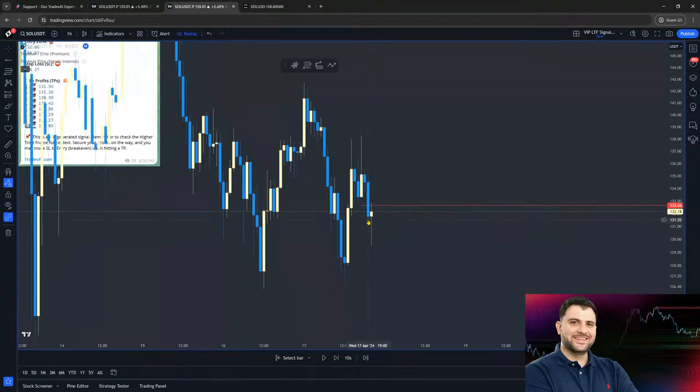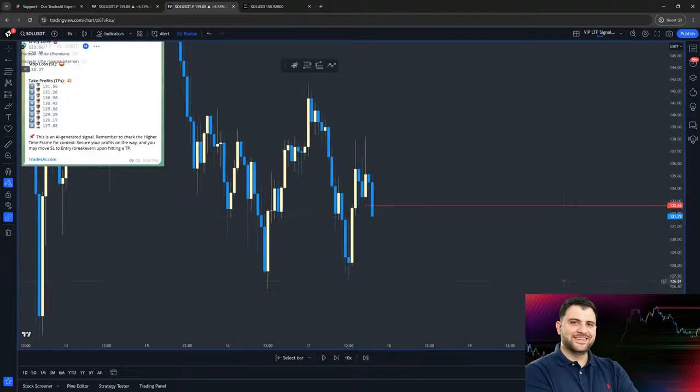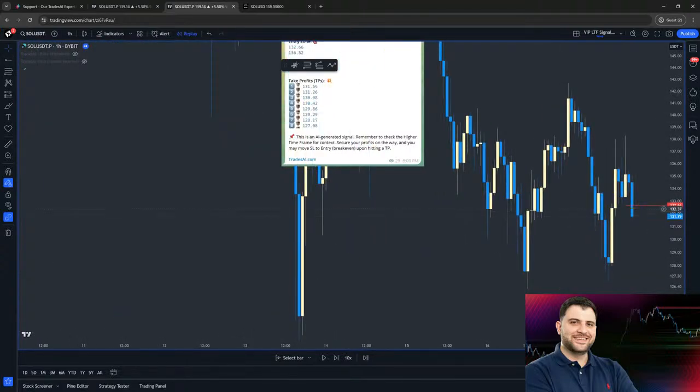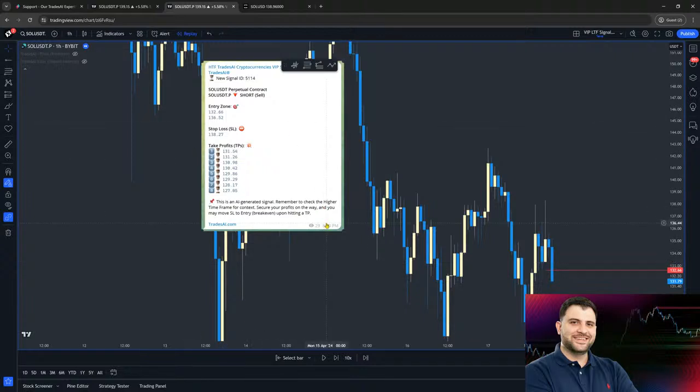And it came literally at this candle close. So not this one, it came here. As soon as this candle closed, which means the end of 19, the end of 7 p.m., which is 8 p.m. So when this closes and then this opens, it's 8 p.m. The signal came at that time.